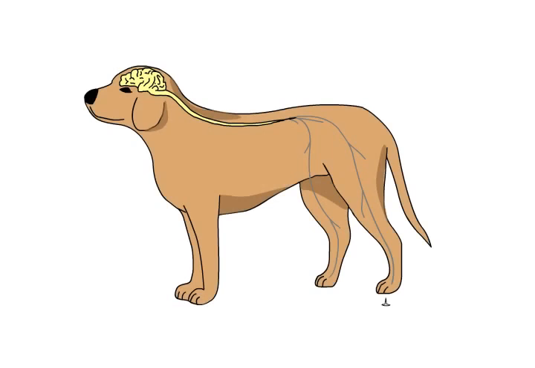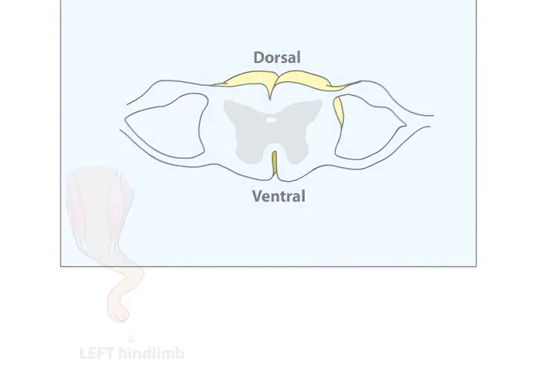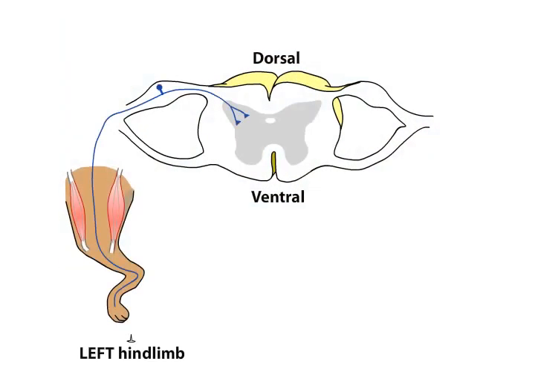The spinal cord receives and processes information from the body. The spinal cord is also the final common pathway for most voluntary and involuntary reflexive movements. In this animation, we'll examine the spinal pathways involved in the withdrawal of a limb from a painful stimulus.